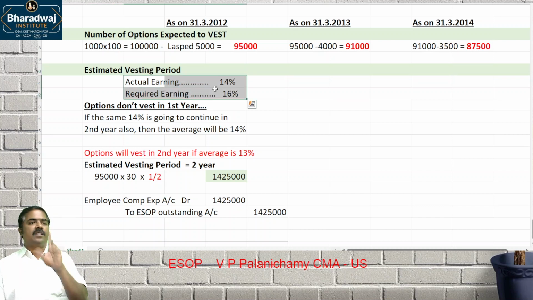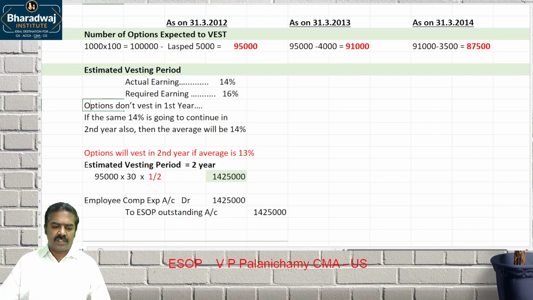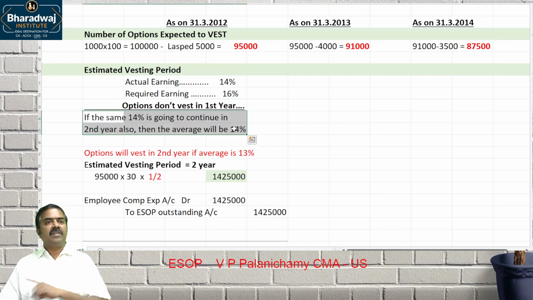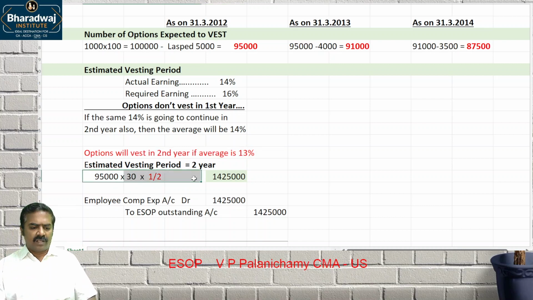Required earning to get it in the first year is how much? 16%. So options do not vest in the first year, because you have not fulfilled the required earning. If the same actual 14% continues in the second year also, the average of the first 2 years will be how much? 14%, which will be more than the required 13%. So I can estimate that the second year option will vest. Based on that, I create a provision of 1/2.